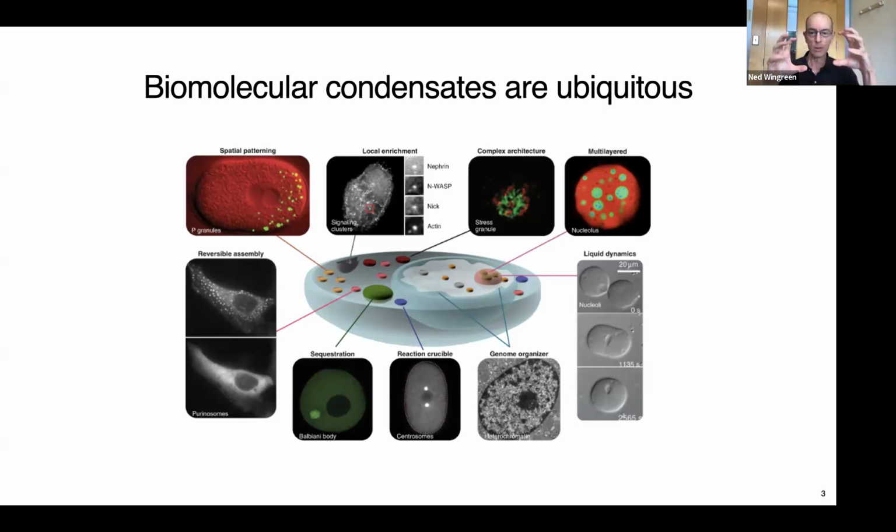There's two spherical droplets. They're spheres because of surface tension. That's the lowest free energy state. When you bring them together, they realize that the lower free energy state would be to merge into one bigger droplet. And that's exactly what they do.